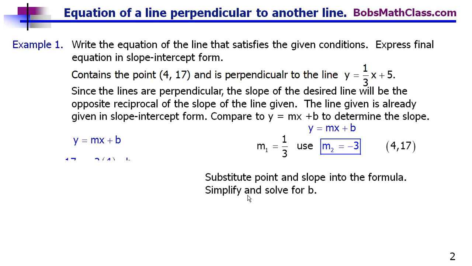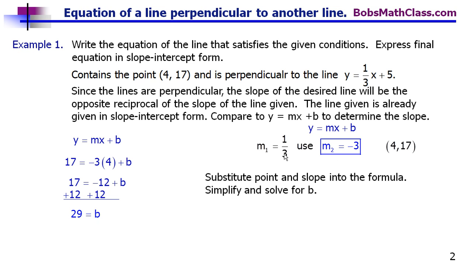Simplify and solve for b. 17 equals negative 3 times 4 plus b. Multiply these two numbers. That's negative 12. Add 12 to both sides. So b is 29. We have our m.